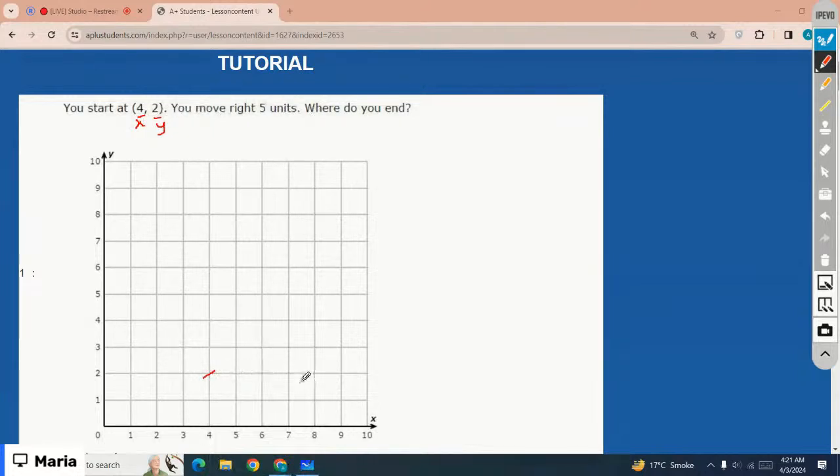You moved right 5 units, okay? Move right 5. 2, 3, 4, 5. You end up here, right? That means you started from 4, 2. When you move right 5 points, you end up on 9, 2, right? If you have to move right or left, that means you're moving on the x-axis, right? Right-left movement is on the x-axis and up-down movement is on the y-axis, right? So the correct option is 9 and 2.